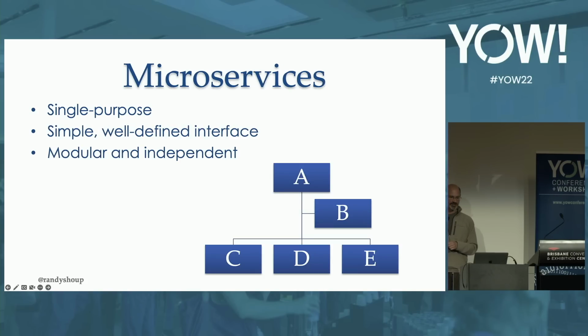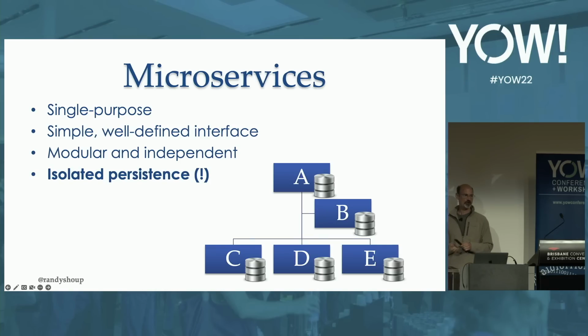Okay. So now we're in the microservices world, right? And so, just super briefly, I want to make sure that we're all talking about the same thing. So to me, a microservice is a service that serves a single purpose. It's got a simple, well-defined interface, and the individual services are modular and independent. And then a critical aspect is that those microservices own their own persistence, right?